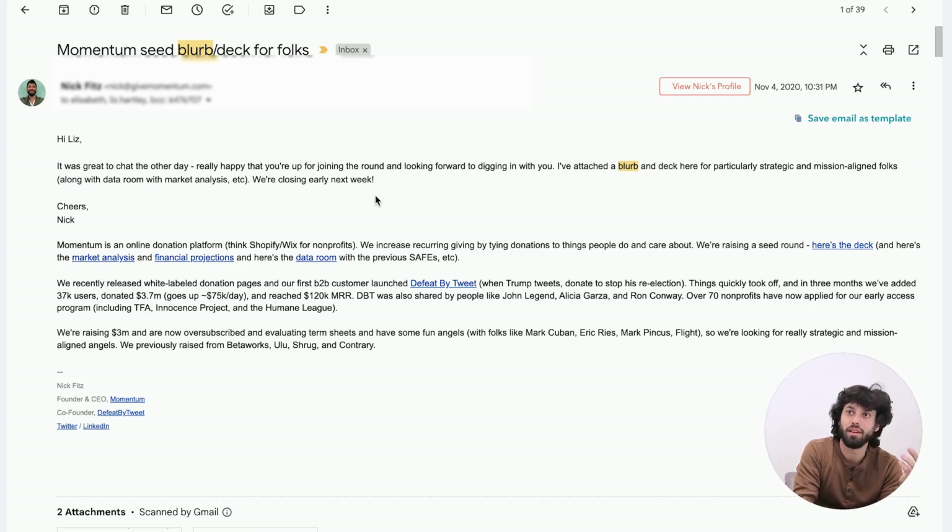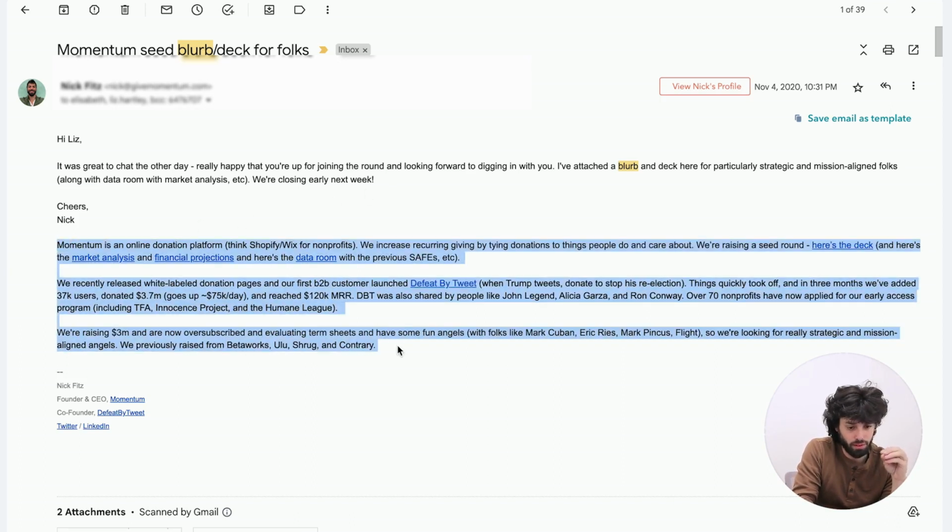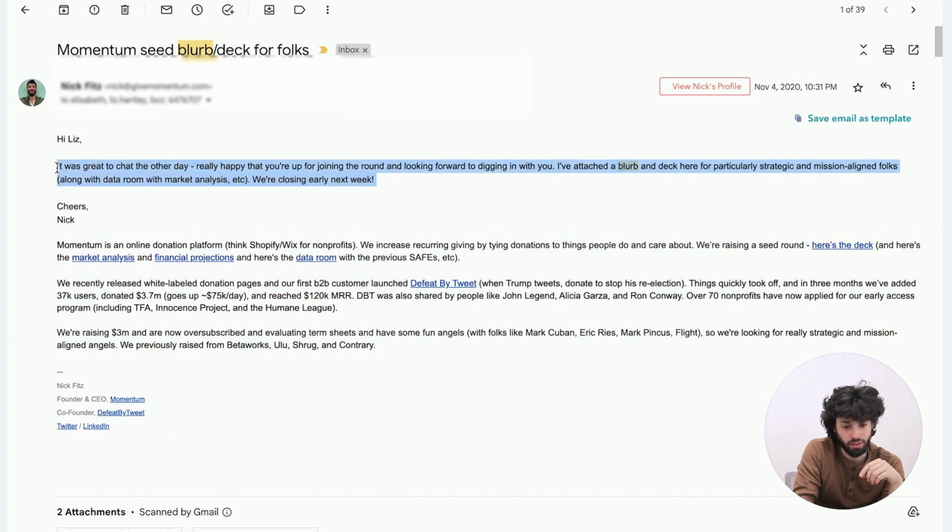And they can say, hey, I'm not investing now, but the template, right? Basically this, and this is a generic version of it. Maybe this piece is the most important thing: you have this template that's just like, it was great to chat. And here I said pretty clearly, here's a blurb and a deck for strategic and mission aligned people, which is who we were looking for at the time, right? Who could we fill this out with, like angels that might be able to help us in the future? And then this is the blurb.